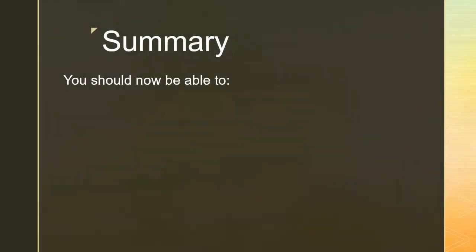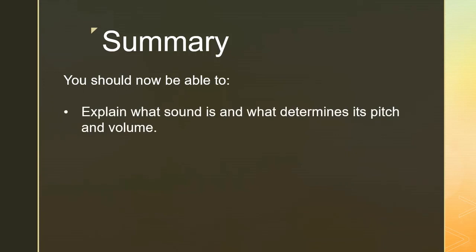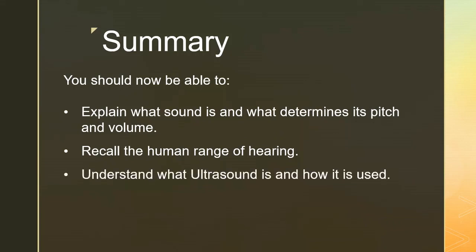Okay, so just to summarize what we've done so far, you should now be able to explain what sound is, i.e. a vibration, and you should be able to explain what determines its pitch and volume, i.e. the frequency and amplitude of that wave. You should be able to recall the human range of hearing, that's from 20 to 20,000 hertz. You should understand that ultrasound is a sound above the human range of hearing, i.e. anything above 20,000 hertz, and also give examples of where and how it is used.